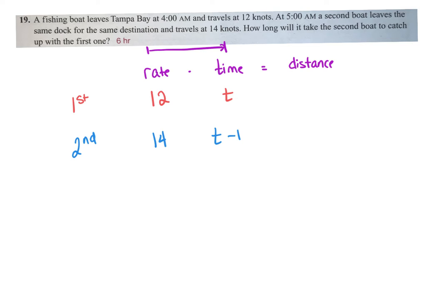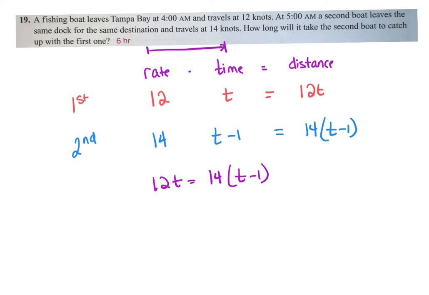And how do I find the distance? What is the distance? The first one is 12t. All right. What about the second one? 14 times T minus 1. All right. What do we know about their distances? They're the same, so we have a very simple equation here.